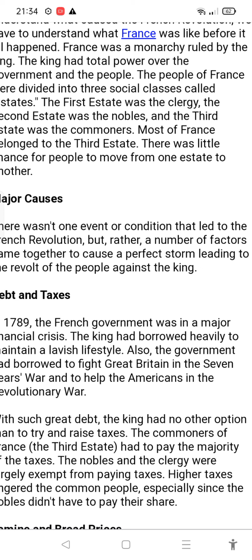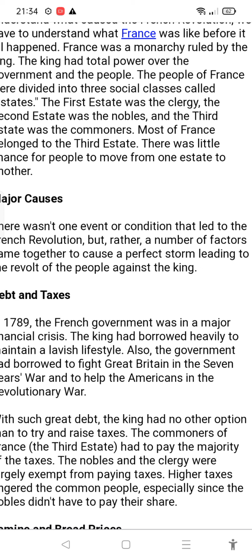Debt and taxes. In 1789, the French government was in a major financial crisis. The king had borrowed heavily to maintain a lavish lifestyle. Also, the government had borrowed to fight Great Britain in the 7 Years' War and to help the Americans in the Revolutionary War. With such great debt, the king had no other option than to try and raise taxes.